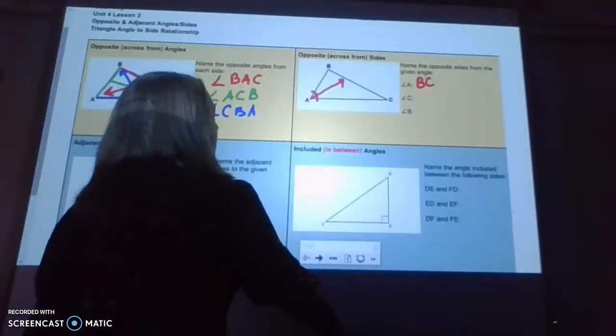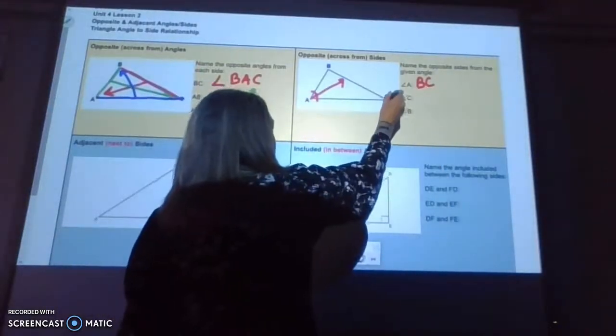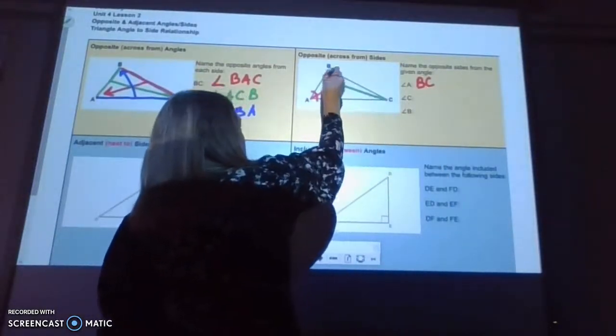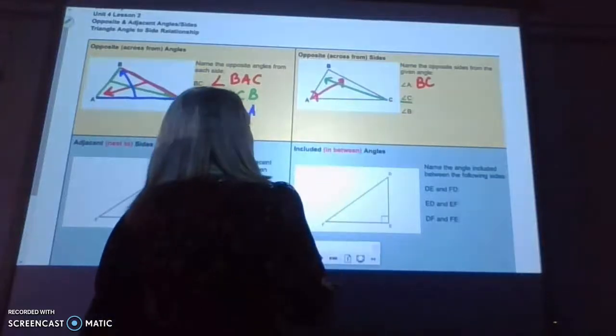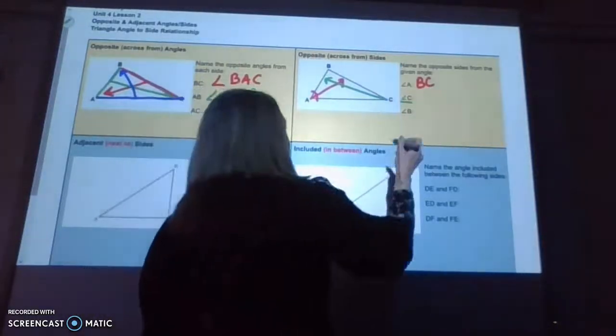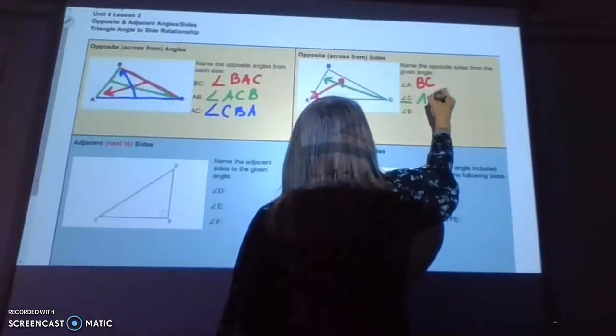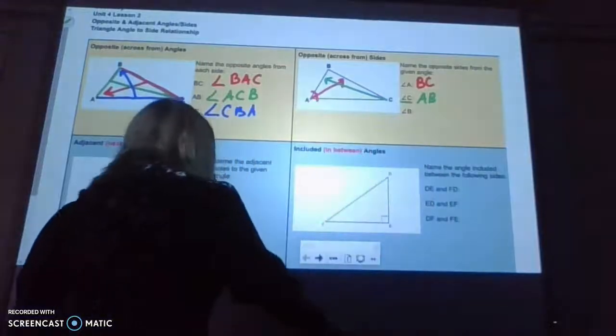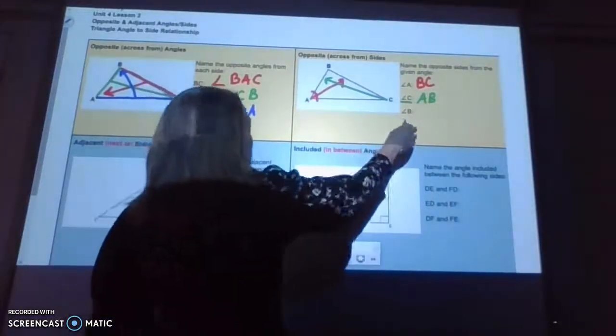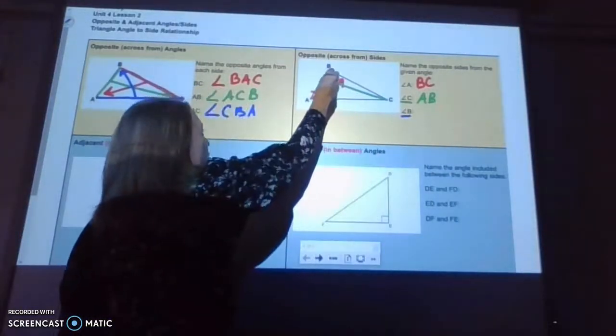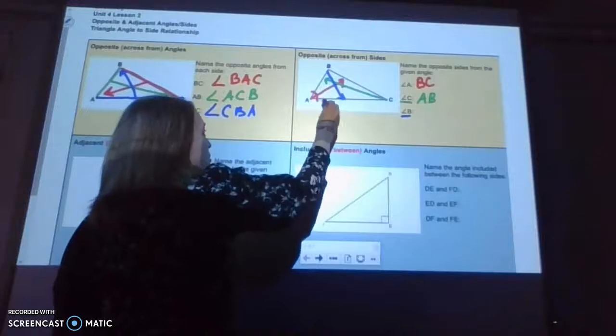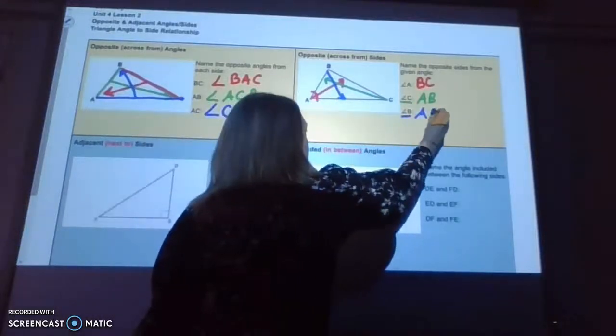And then we have angle C. So here's angle C. I'm going to go opposite of angle C. My C is green. Oh, AB. Okay. Angle B. Opposite of angle B is 2 letters. AC. AC.